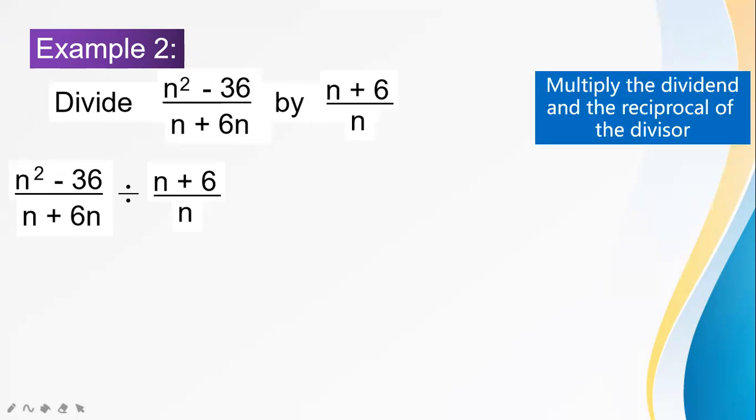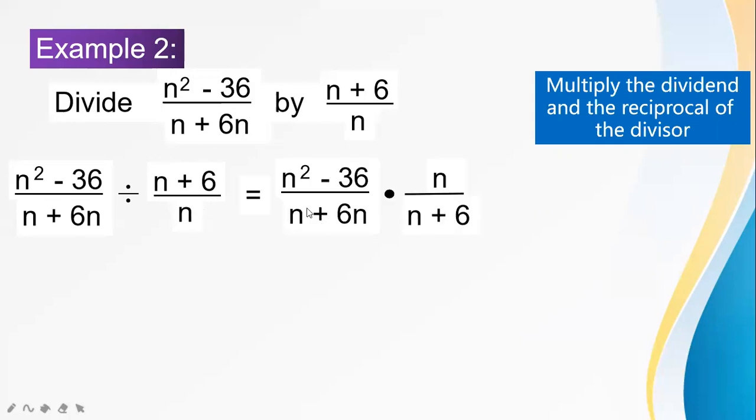Multiply the dividend and the reciprocal of the divisor. In short, you copy the first term, then change the division sign to a multiplication sign. Then you get the reciprocal of the divisor. The divisor is n plus 6 over n, so its reciprocal is n over n plus 6. Change the division sign to multiplication sign and copy the first term. So: division sign to multiplication, and get the reciprocal, n over n plus 6.